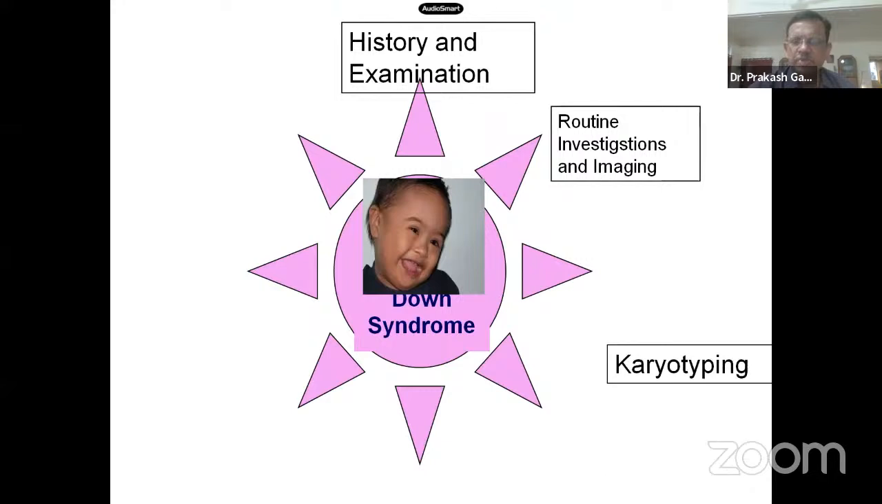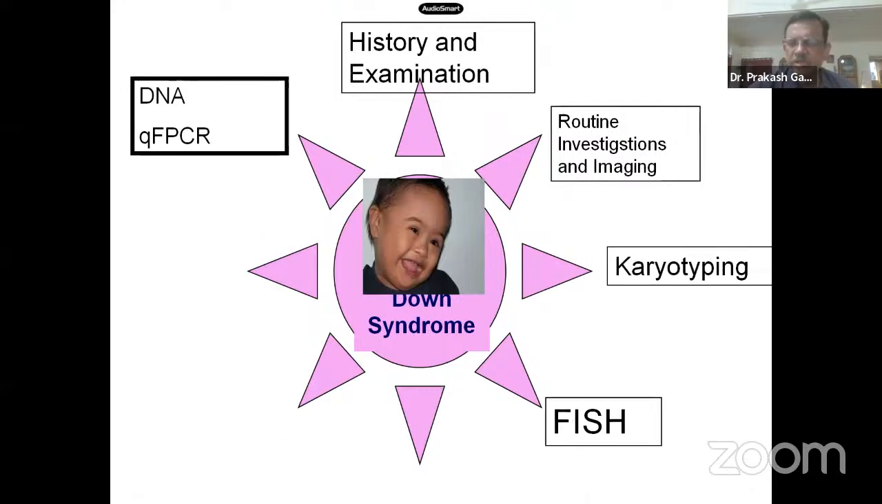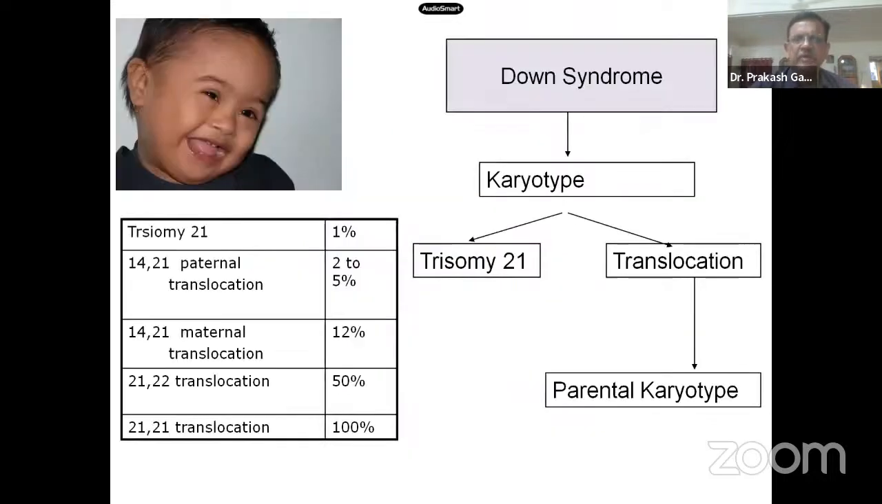Though the diagnosis is very obvious, we must have a karyotype. And if a fast diagnosis is required, we can have FISH, especially in prenatal situations, that is on CVS or amniocentesis. Why a karyotype is particularly required is because, as I said, free trisomy 21, where all chromosomes separate, has only a 1% risk of recurrence, or only the age-appropriate risk of recurrence.